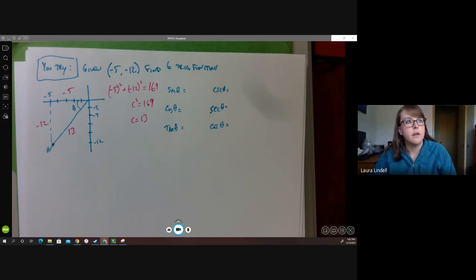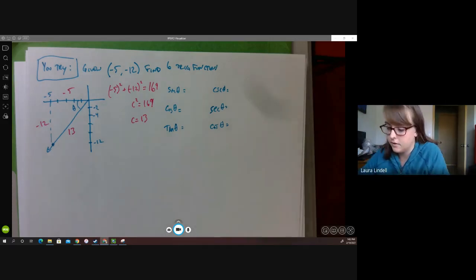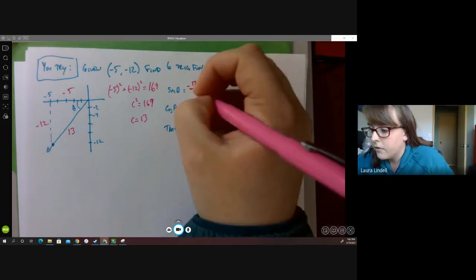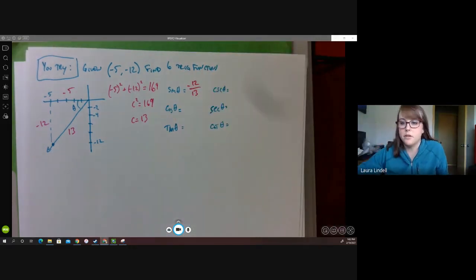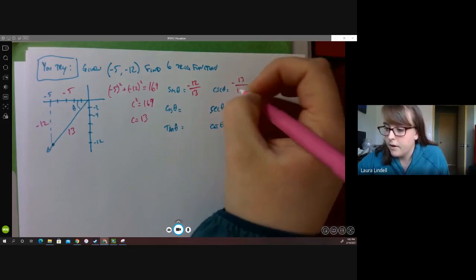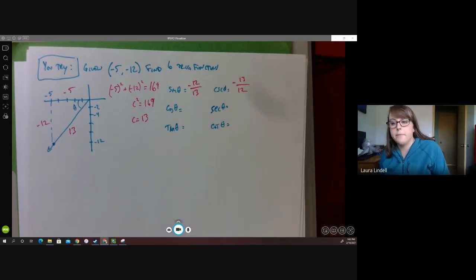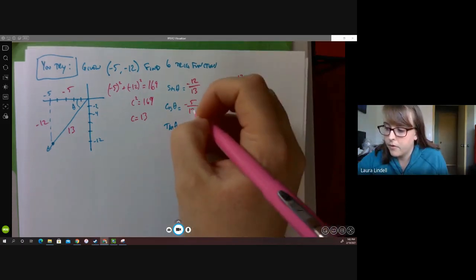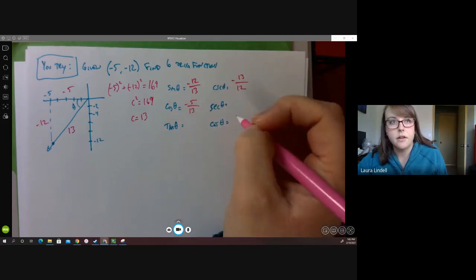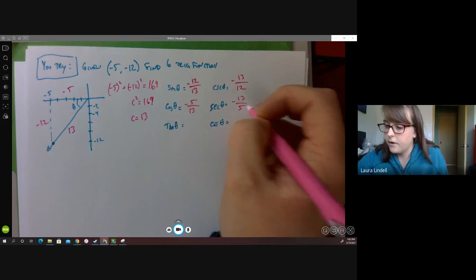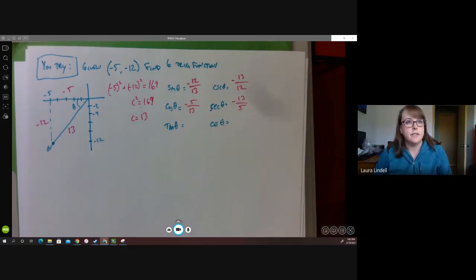All right, here we go. For sine of theta, what do we get? -12/13. Yes. Looks like we agree there. -12/13. Awesome. So then cosecant, you just flip it. -13/12. How about cosine? -5/13. Awesome. And then for secant, you flip it. -13/5. How about tangent?